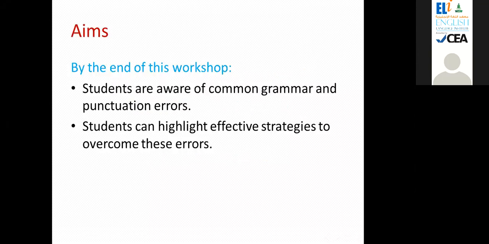The aims of this workshop are stated here. By the end of this workshop, students will be aware of common grammar and punctuation errors. Students also can highlight effective strategies to overcome these errors.